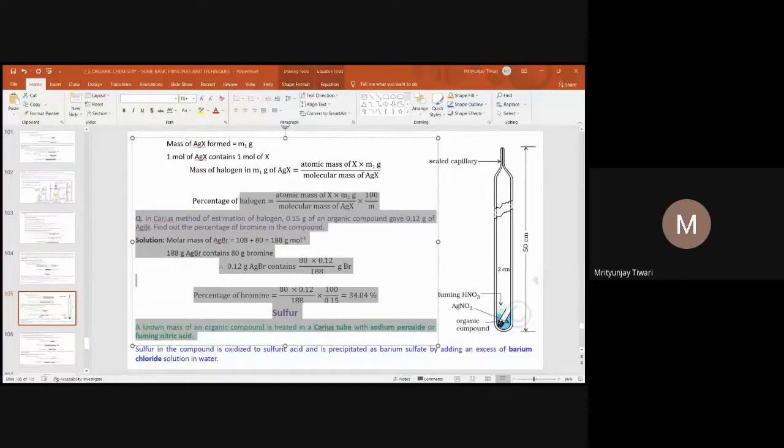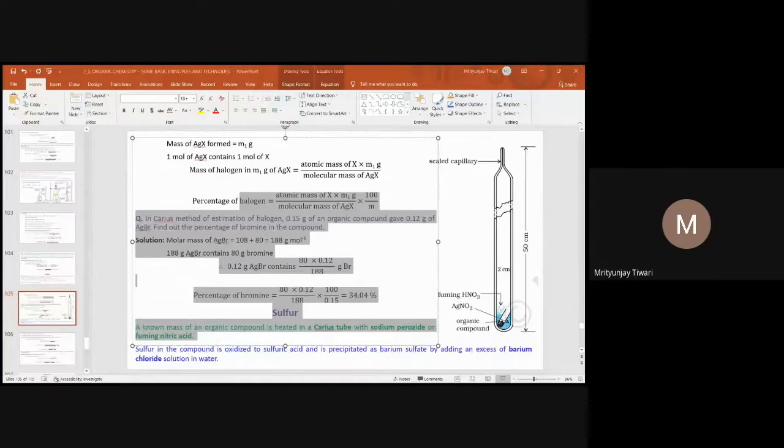Let us go back where we were. So to estimate the percentage of phosphorus present in the organic compound, again in each case, a known mass of organic compound is taken. We have to measure the mass of the organic compound, because if you do not know what amount of organic compound is taken initially, you cannot find out the percentage of an element present in that organic compound.